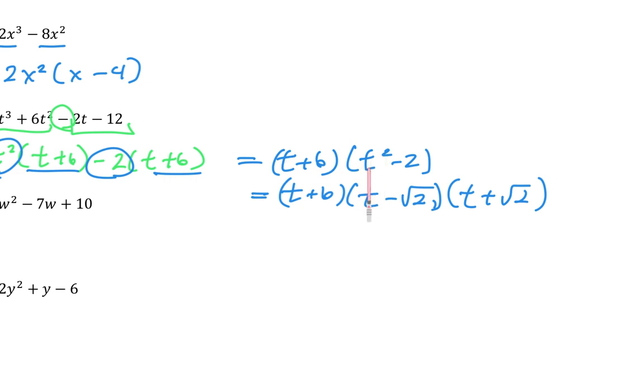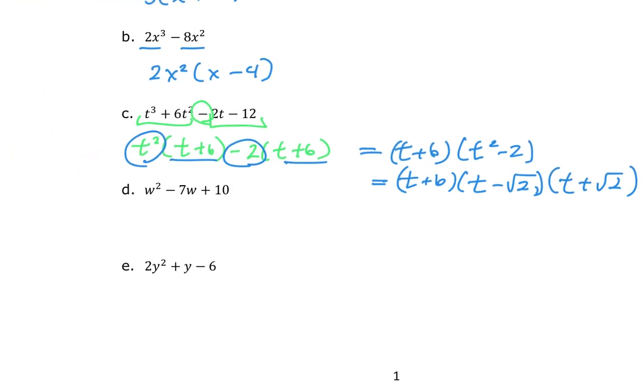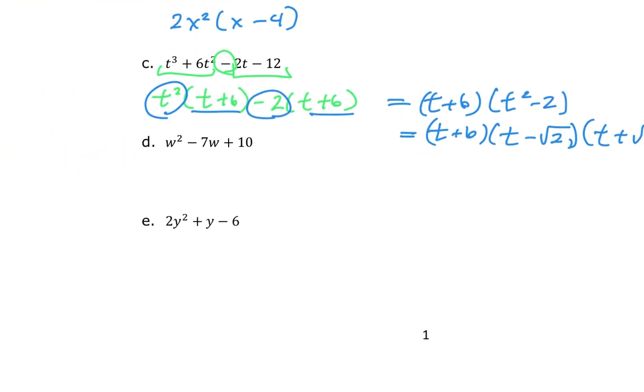Because if I see something squared minus something else, which may not look like it's a square, it will become the square root of t squared, which is t, minus the square root of 2, and then the square root of t squared, which is t, plus the square root of 2. So you can actually factor a difference of squares even if it's not a perfect square on the numeric value.